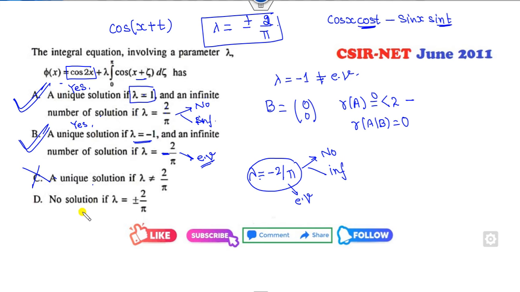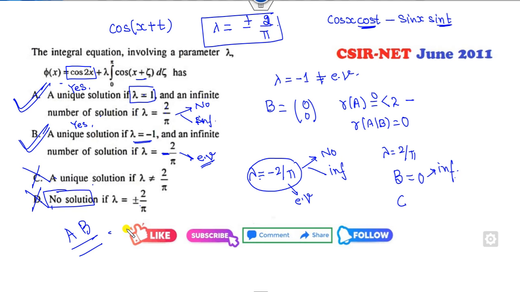No solution if lambda is not equal to 2 over pi. When lambda is equal to this, then no solution if plus or minus 2 over pi. Can you see that? Whenever lambda is 2 over pi, what is my B? B is 0. So if B is 0, you will get infinitely many solutions. But he said no solution. So that option is cancelled out. The right options are A and B.